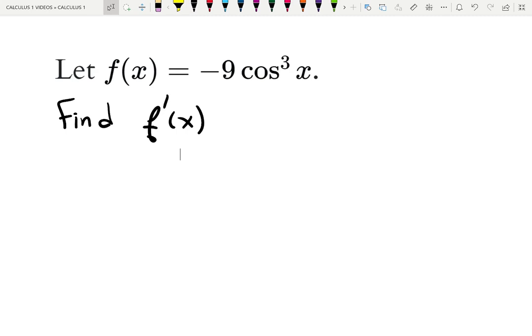Let's find the derivative of the function negative 9 cosine cubed x. Do you know why? Because why not? Let's find the derivative, remembering that this might be chain rule.